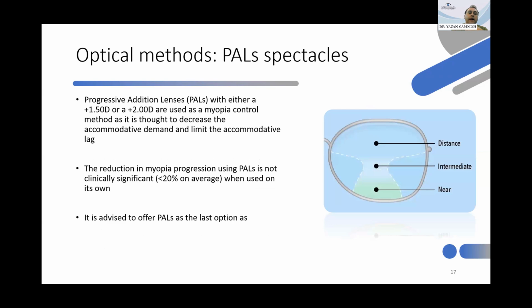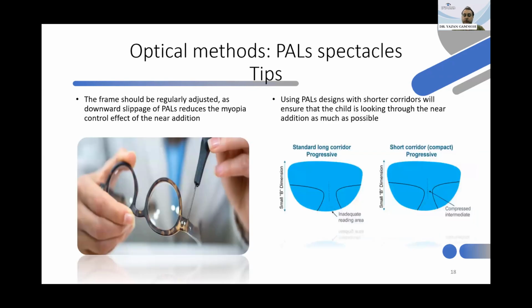So talking about PALs, they may slow myopia progression, but it's not that clinically significant, a rate of less than 20% on average when used on its own. We do not offer it as the first option. There are very good, excellent, specialized myopia management ophthalmic lenses now in the market. So you need to be very careful, all right?